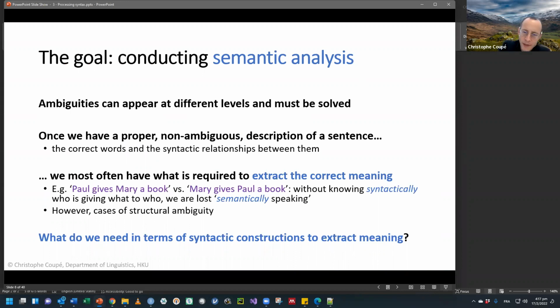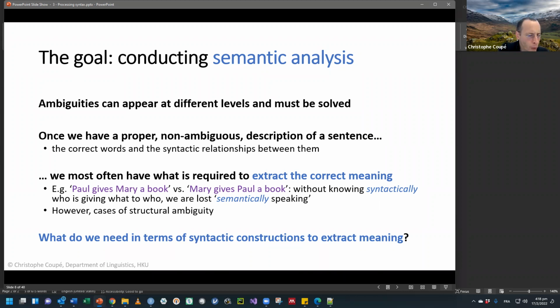So ambiguities can appear at different levels and they must be solved. If you can solve them, you get some kind of nice non-ambiguous description of a sentence. You know the correct words and you know the syntactic relationships between them. Okay, this word is the subject of that verb, and this adjective goes with this noun, etc. If you manage to have that, then most of the time you have what you need to understand the meaning of the sentence.